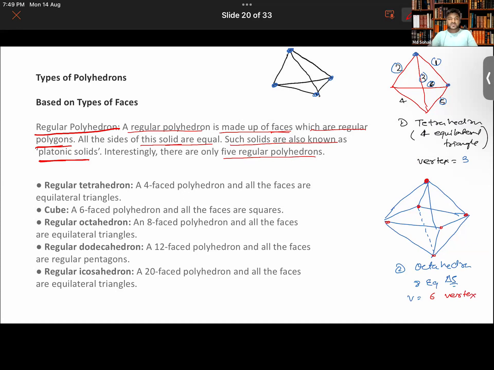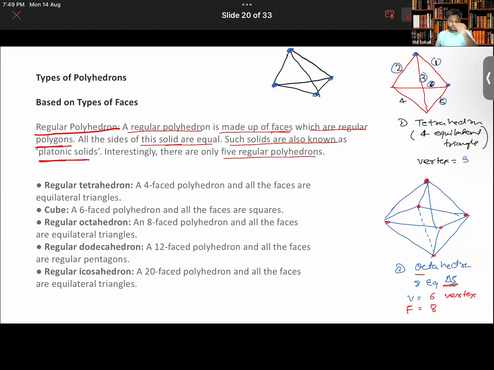Now count the number of faces in it. How many faces are there? Faces, it's 8. Since you have taken 8 equilateral triangles, that's why the name is octa. So faces are 8 over here.